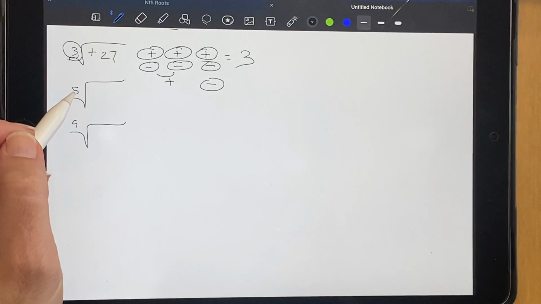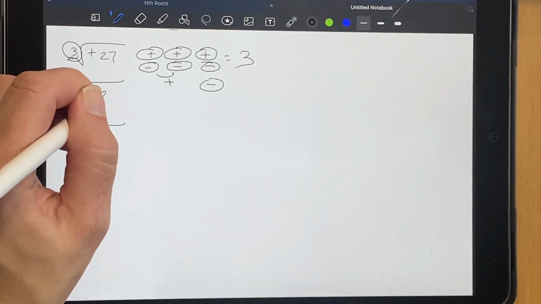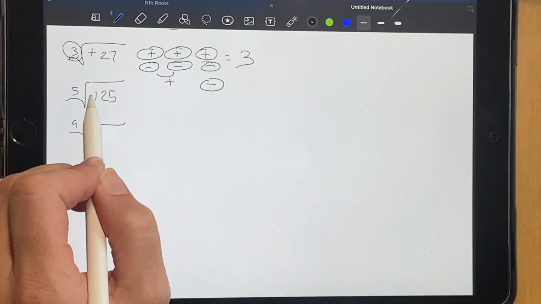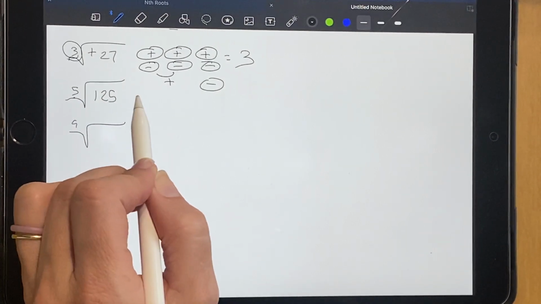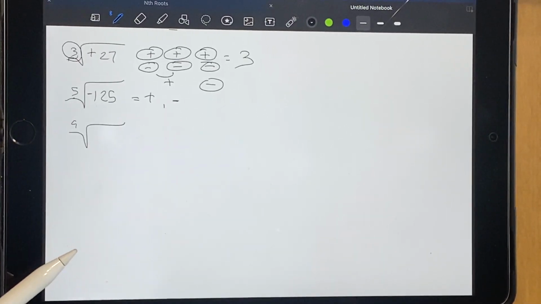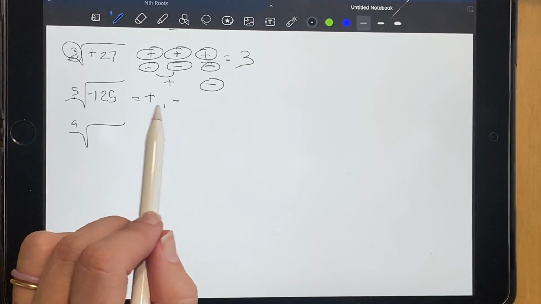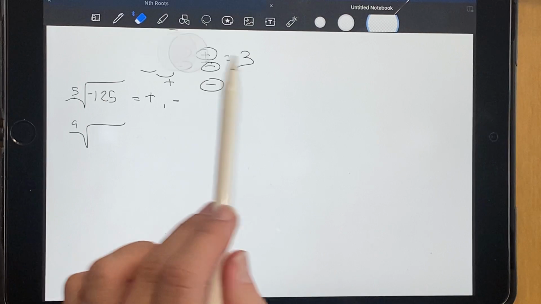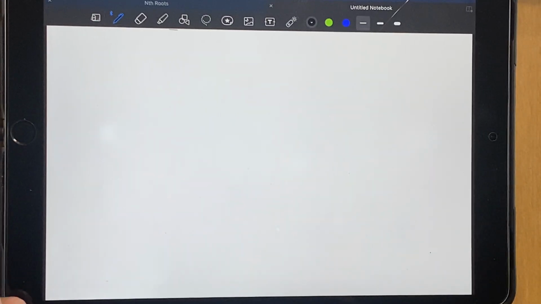So if I had the 5th root of, say, 125, I could have it positive. If the 5th root of 125 is positive, the answer is going to be positive. If this was a negative, then the answer is going to be negative in that case, because I can have 5 negatives and they end up with the same negative thing. So that's how we work with our negative numbers and our roots.